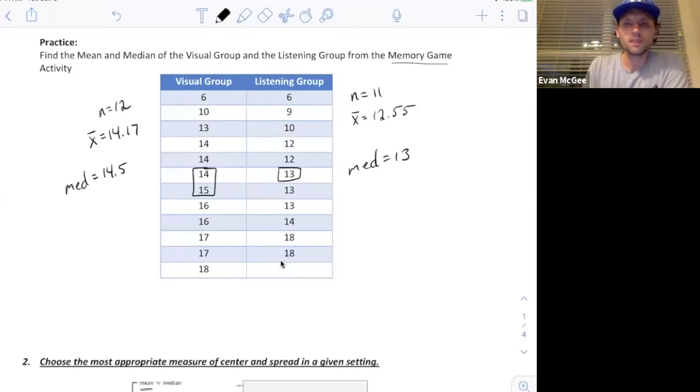Now the mean and the median are both measures of center. We've talked about describing distributions, describing the center. Now you have two values. Use the median or use the mean to describe the center. I want to show you very quickly how to do this on your calculator.